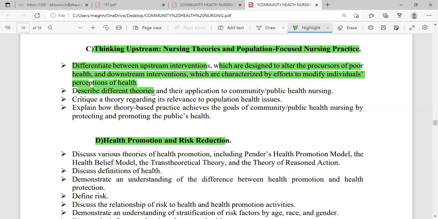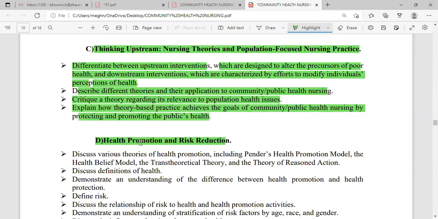Describe the theories and their application to community and public health nursing. Also, theory regarding its relevance to the population's health issues. Explain how theory-based practice achieves the goal of community and public health nursing by protecting and promoting the public's health.